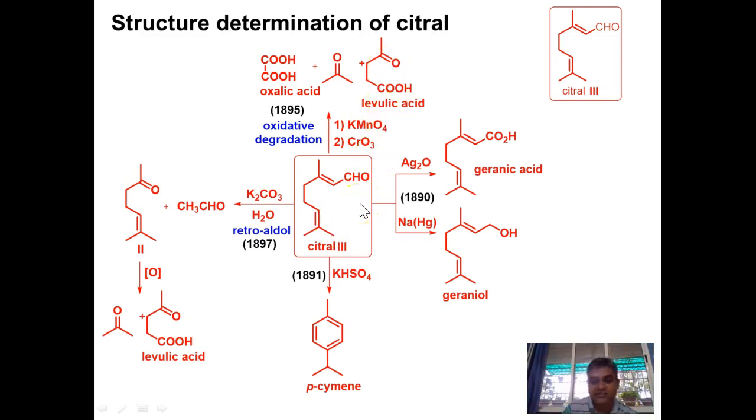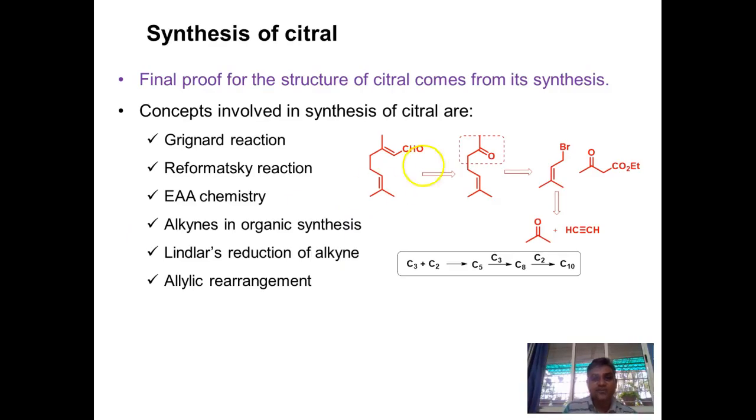Now let us see here the synthesis of the citral molecule. After structure determination, we have to synthesize this molecule in a laboratory, and the synthesis of this molecule is a final proof for the structure of the molecule. Now this is the structure of citral molecule, and its retrosynthetic analysis shows it can be prepared from methylheptanone. Methylheptanone is selected here because it was very easy to prepare this monosubstituted acetone molecule from ethyl acetoacetate chemistry.